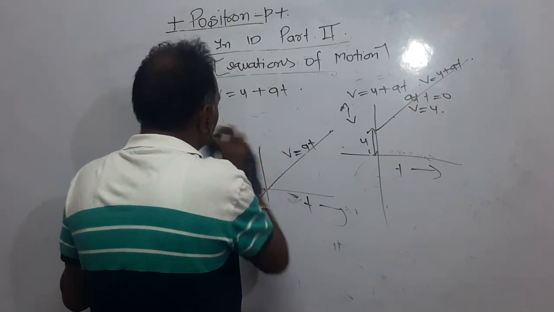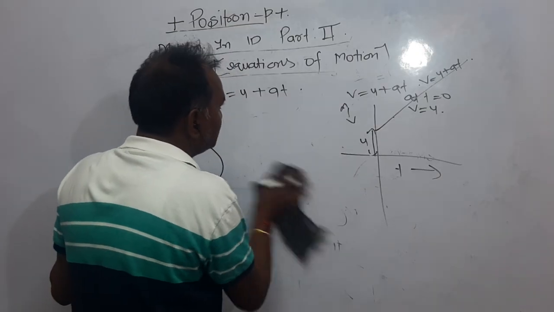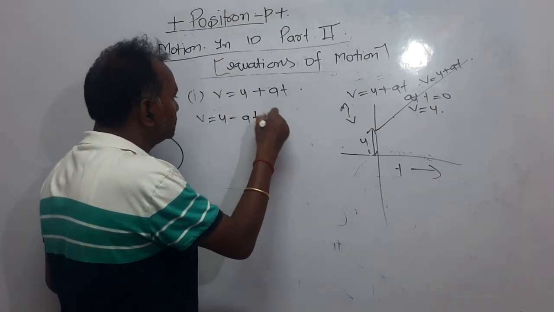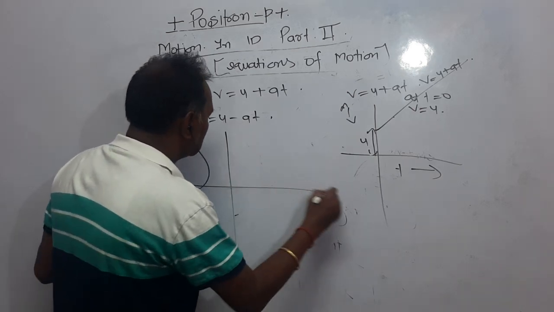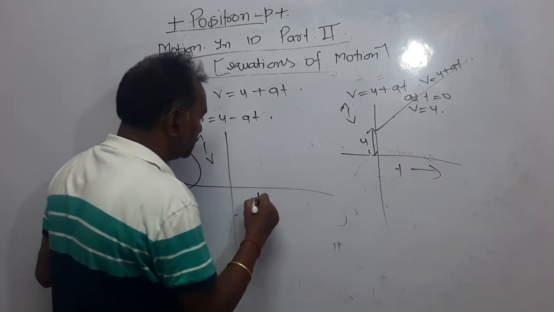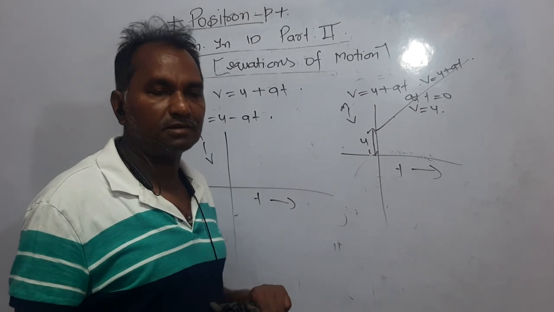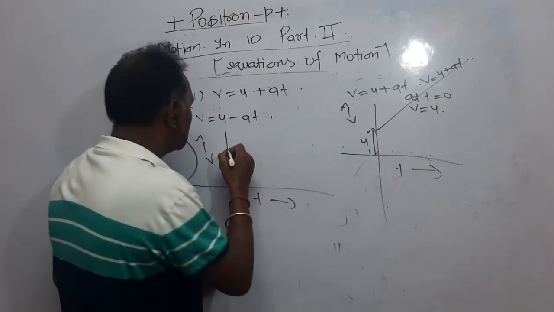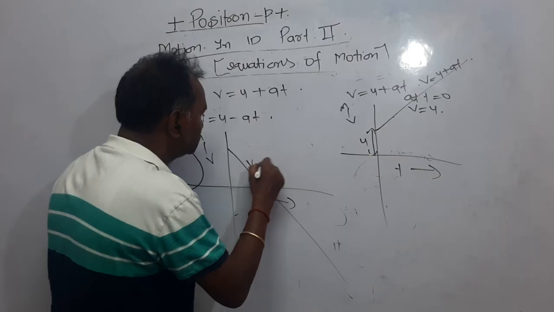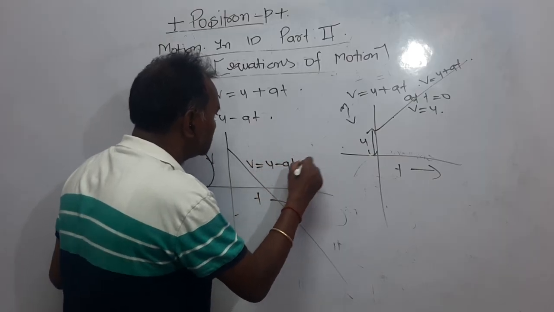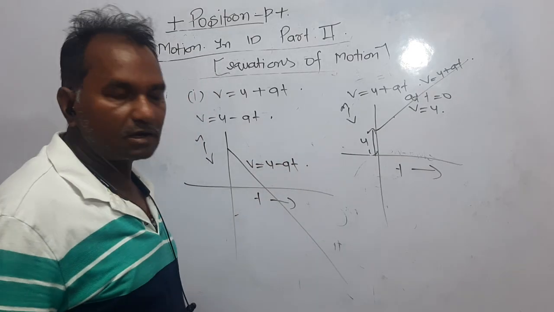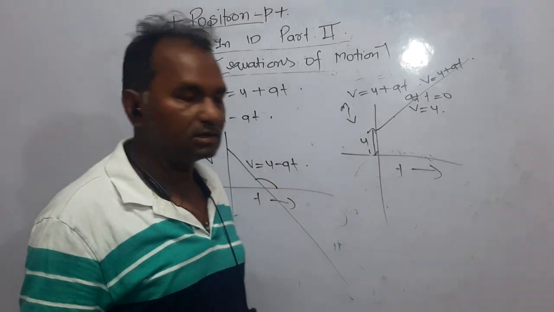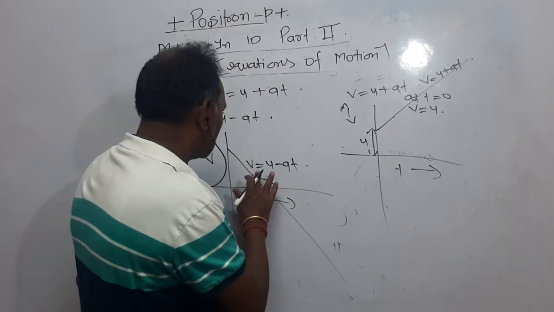Dear students, if you want to plot v is equal to u minus at, look here. It is v, and on the axis I am considering time. This is v is equal to u plus at. Now it is v is equal to u minus at, right? a is negative, right? This angle is a slope you can consider.